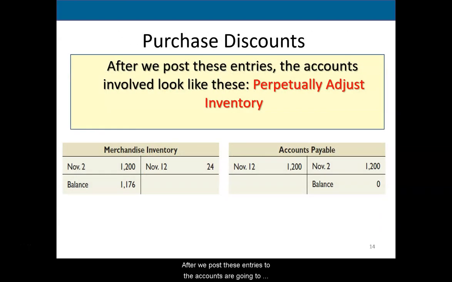After we post these entries, the accounts are going to look like this as we talk about perpetually adjusted inventory. We started out with inventory of $1,200, got the discount, here's our balance. On November 2nd, they owed us money. On November 12th, we reversed it out. Balance is 0.